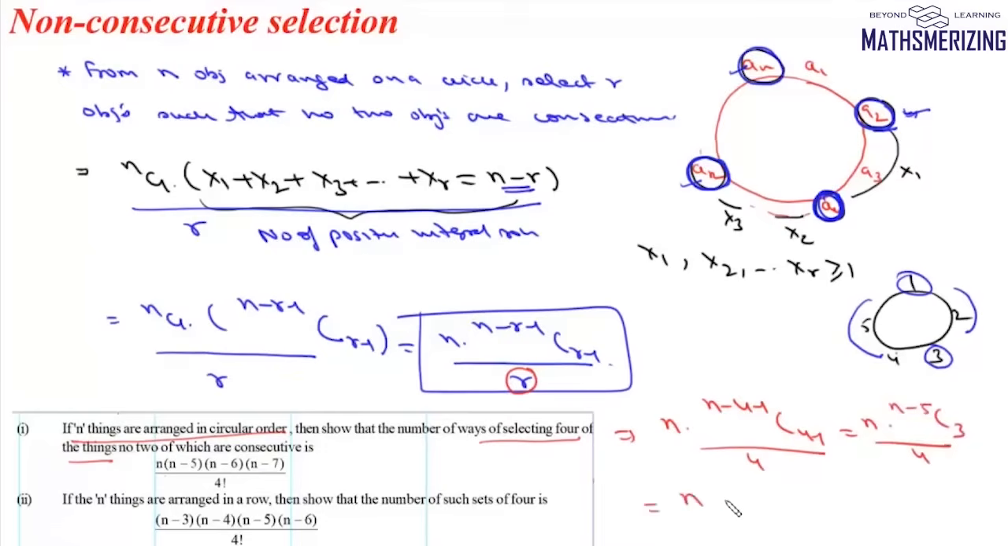So it will be n and then n minus 5, n minus 6, n minus 7 upon, we already have this 4 and then it will be 3, 2, 1. 4, 3, 2, 1 is factorial 4 and in the numerator we have n, n minus 5, n minus 6 and n minus 7. So this is how we select 4 objects so that no two of which are consecutive when n things are arranged on a circle.